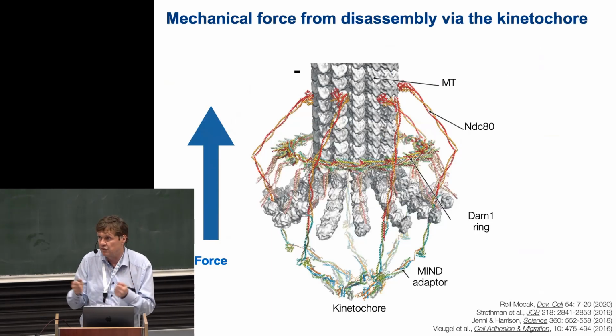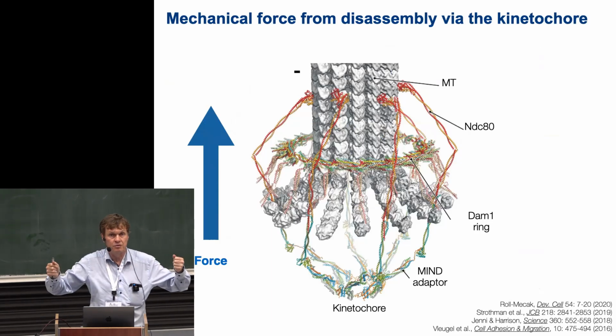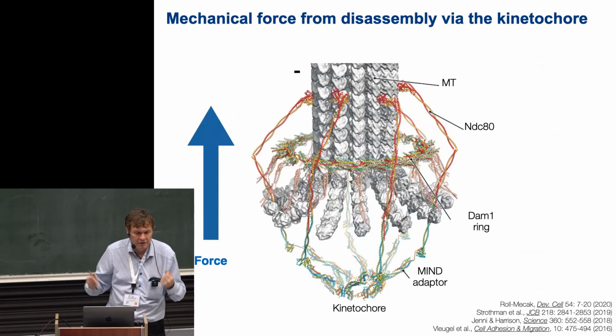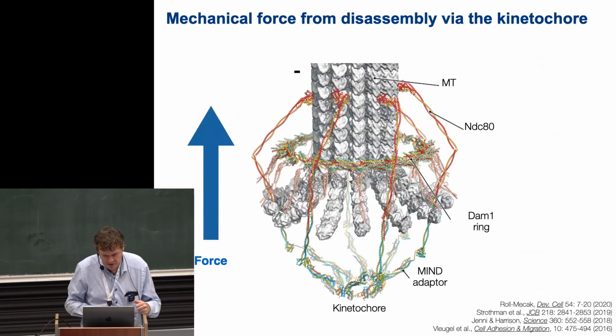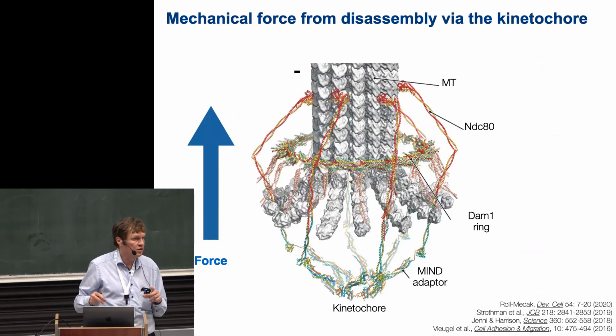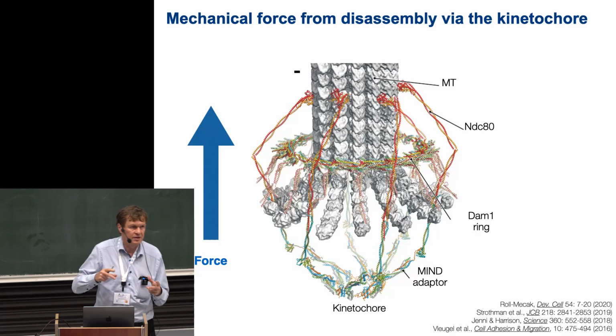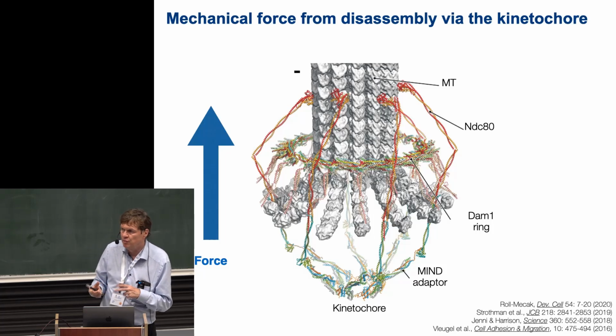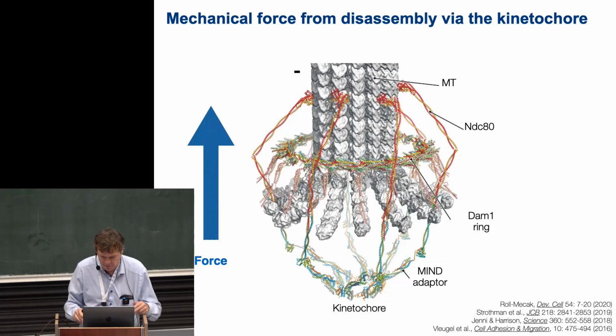So during mitosis, the chromosomes have to be pulled apart to be separated for replication. And this is exactly the machine which does that. And the question was, how does the switch between growing and shrinking actually work? How is this controlled on a molecular level?